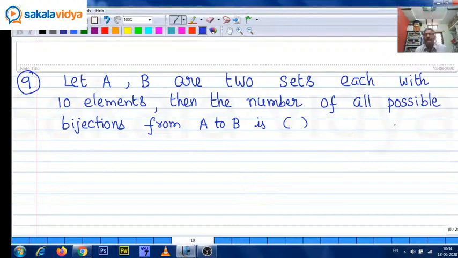So first option is 20, second option is 10 factorial, third is 100, fourth is 1000.